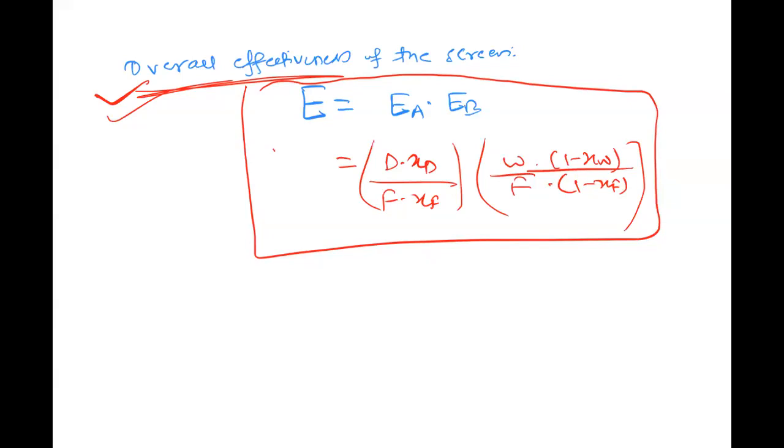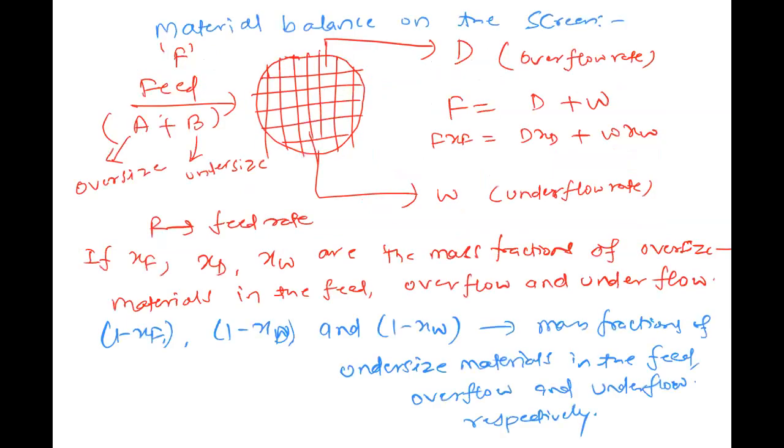Now we do a material balance on this screen, because someone asked to do the material balance. If you do the overall balance on the screen, this is the screen. F equal to D plus W. This is the overall balance and this is the component balance. So F equal to D plus W, or F into XF equal to D into XD plus W into XW. This is for A, means A is here oversize. Is it clear? Yes or no?